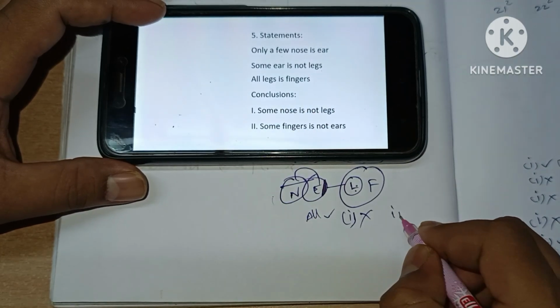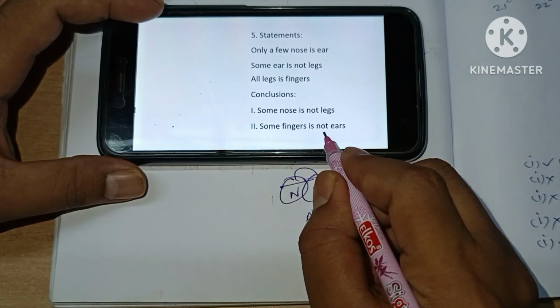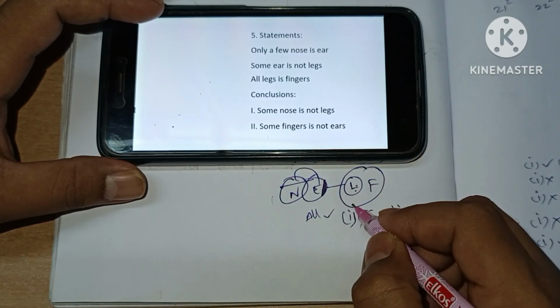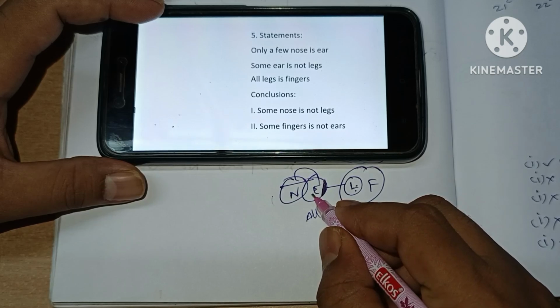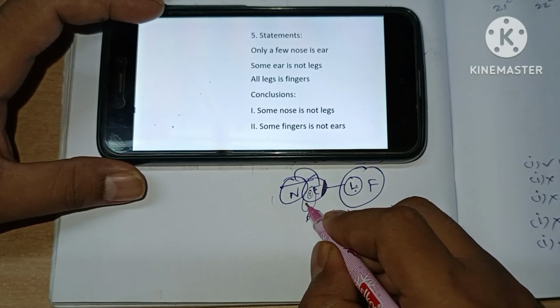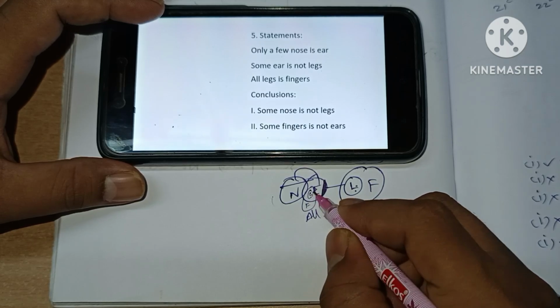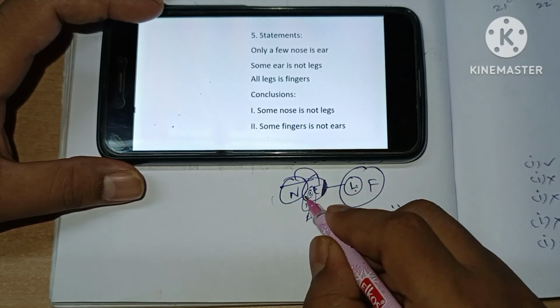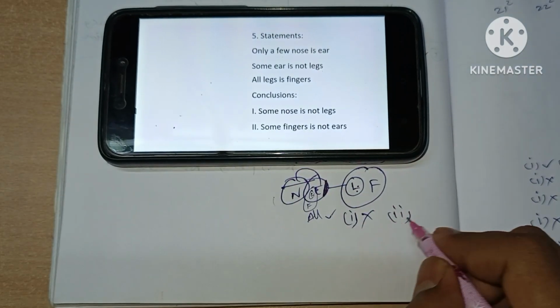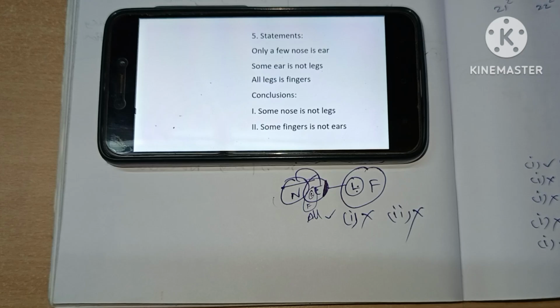Second conclusion, some fingers is not ears. We check whether all fingers can be inside ears. All fingers can be inside ears. Yes, it is possible. We can place L here and F here, but this part is not sharing with L. We can place a L inside here. So all cases are possible here. All cases possible means the some not case will fail.